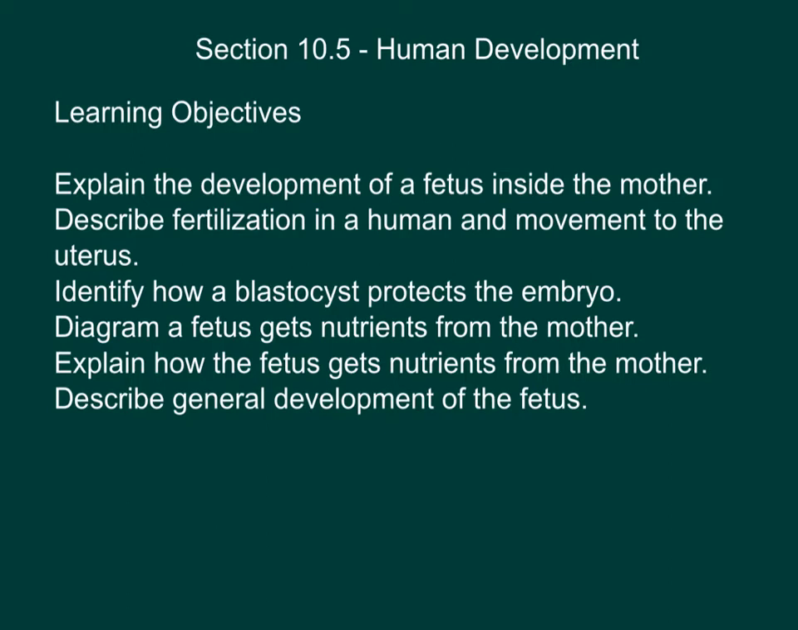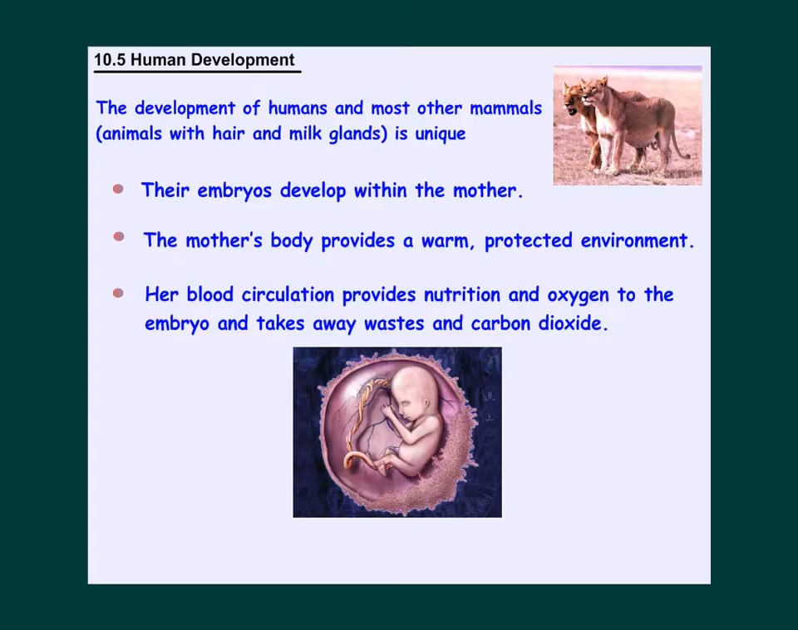Today what we're going to focus on, as you can see here with our learning objectives, is explaining the development of a fetus inside the mother. We're also going to describe fertilization in a human and the movement to the uterus. We're going to identify how a blastocyte protects the embryo. We are going to diagram a fetus as it gets nutrients from the mother and explain how the fetus gets nutrients from that mother. And we're also going to describe general development of the fetus.